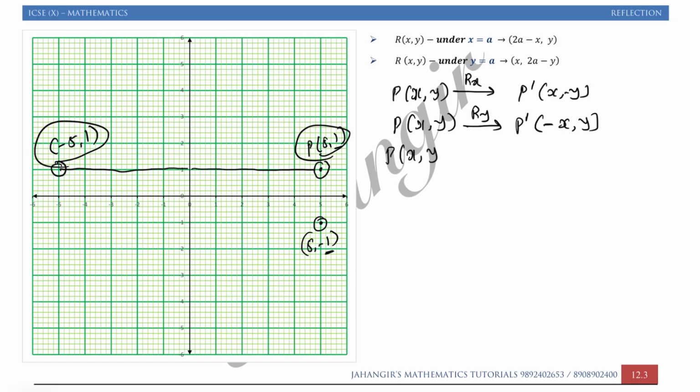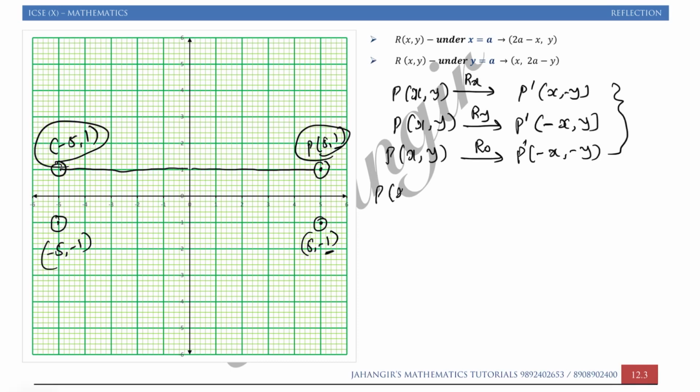And when you are reflecting in the origin, both coordinates will change, and reflection in the origin means the opposite side. So this P, (5, 1), will become (-5, -1). It will change both signs. Okay. So these were the reflections in the x-axis, y-axis and origin.